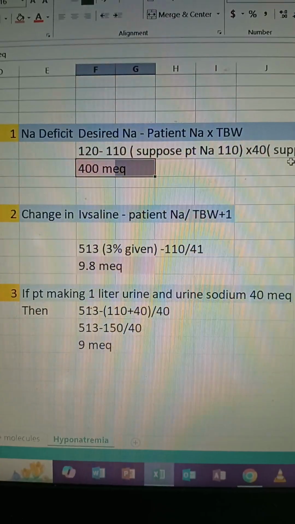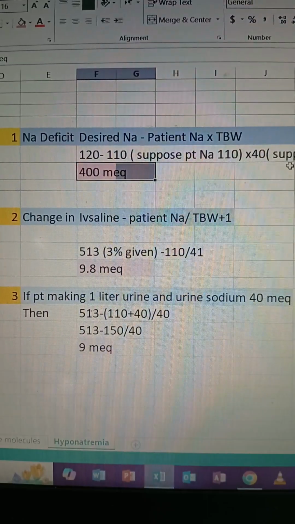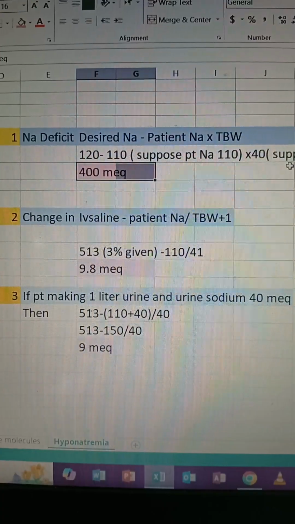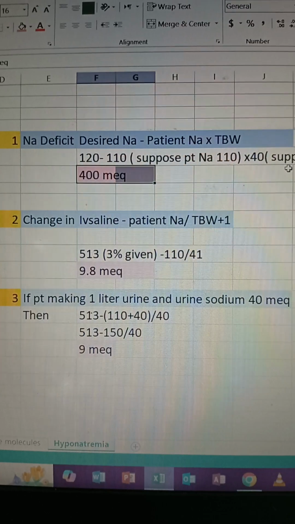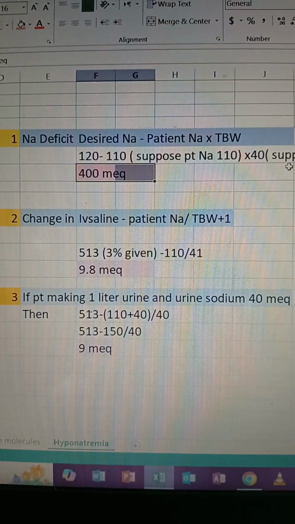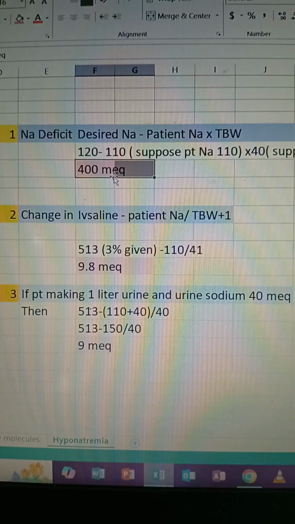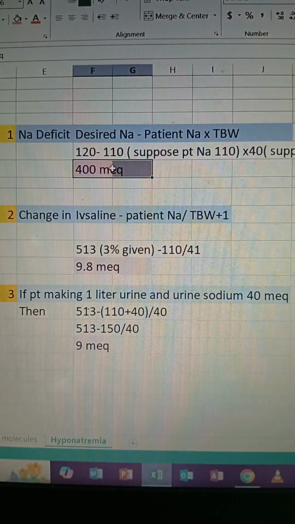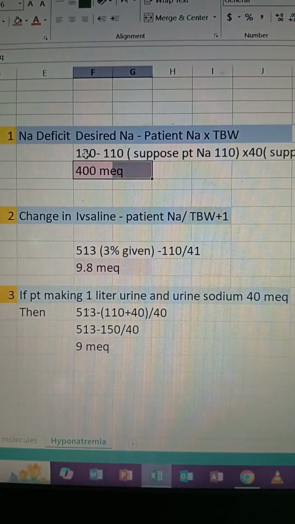kg, and it varies between male and female gender. When we multiply the total body weight by 0.6 in case of male and 0.5 in case of female, suppose it turned out to be 40, then the sodium deficit comes out as 400 milliequivalent. So this is just getting the deficit of sodium in the body. It suggests that when you infuse 400 milliequivalent sodium, it will increase the serum sodium up to this level, 120.